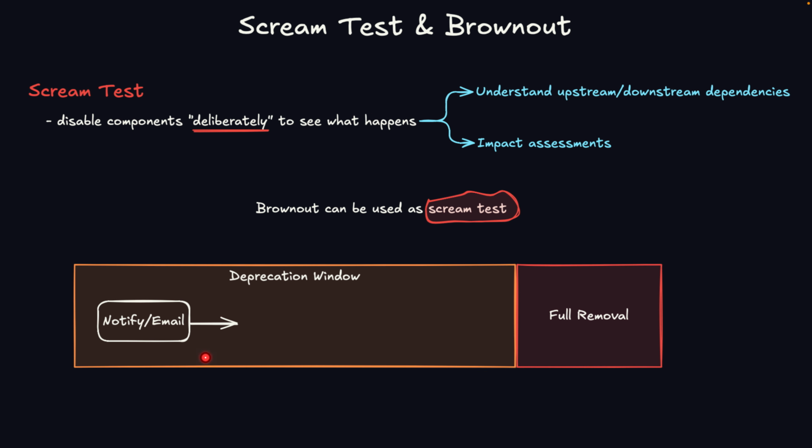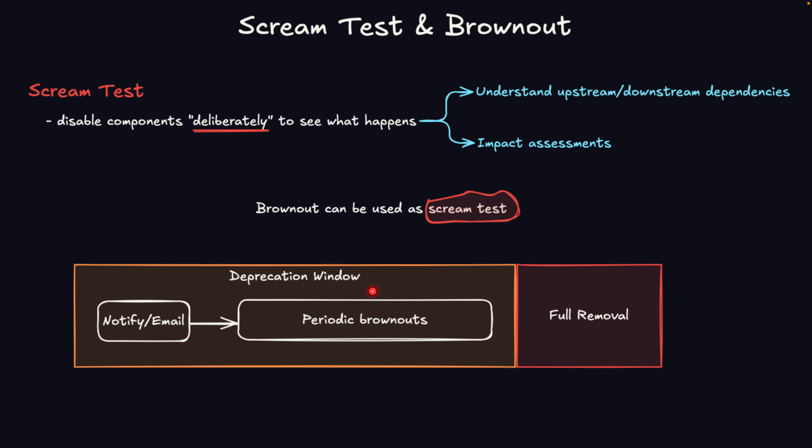So a better approach is, you will do the normal notification like this. Then what you will also do is, you will do periodic brownouts within the deprecation window. You will periodically disable the service that you are going to remove at the end of deprecation within the deprecation window. So if your consumers are still using those services, it will cause failure on their side. But those failures will be temporary failures, because during the periodic brownout, you will disable it for a period of time, then you will enable it again.